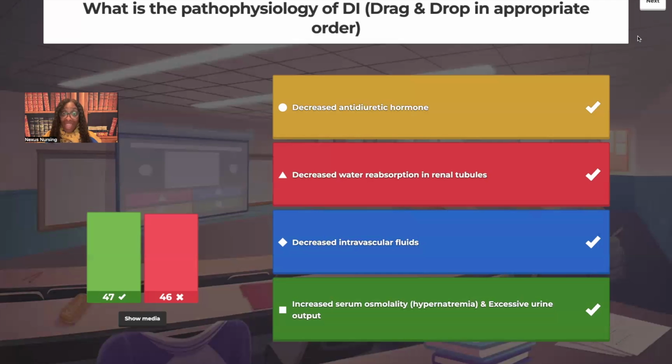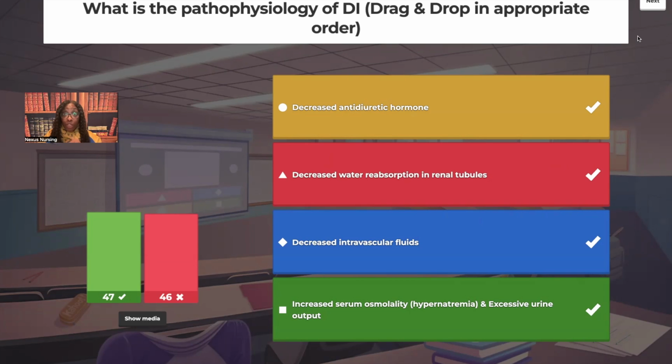Because there's not enough anti-diuretic hormone to make you keep it. So now there's decreased water reabsorption in renal tubules, which allows all that fluid to leave the body. So guess what that leads to? Decreased intravascular fluids. Again, I could have just said decreased fluids.